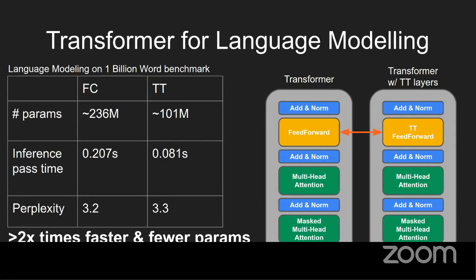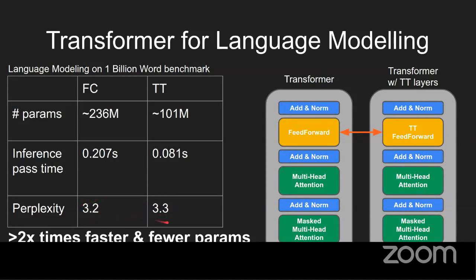So again, this is the same transformer demo that I showed earlier in my presentation, where the original version had over 236 million parameters, versus the tensorized version which only had about 100 million parameters. And the inference time to generate every single word in the sentence was about 0.2 seconds per word with the original transformer, versus 0.81 seconds for the tensorized version. So a little over twice as fast.